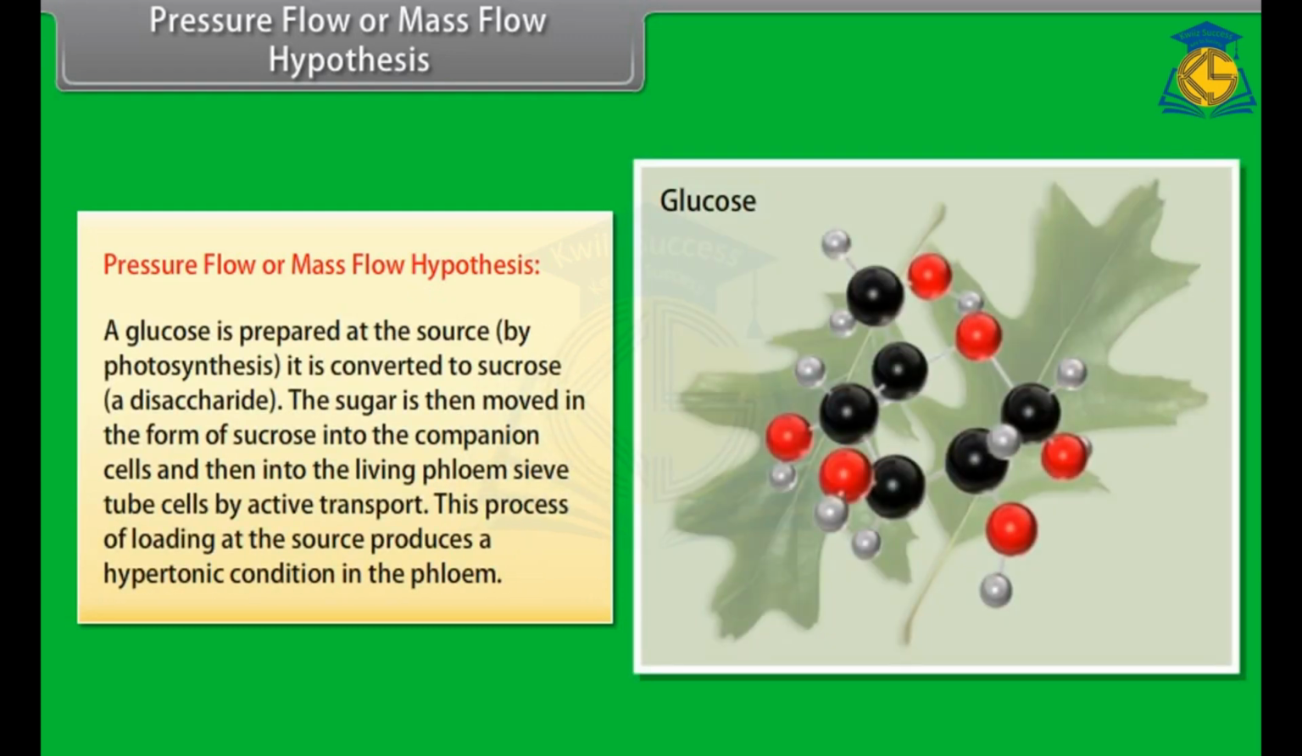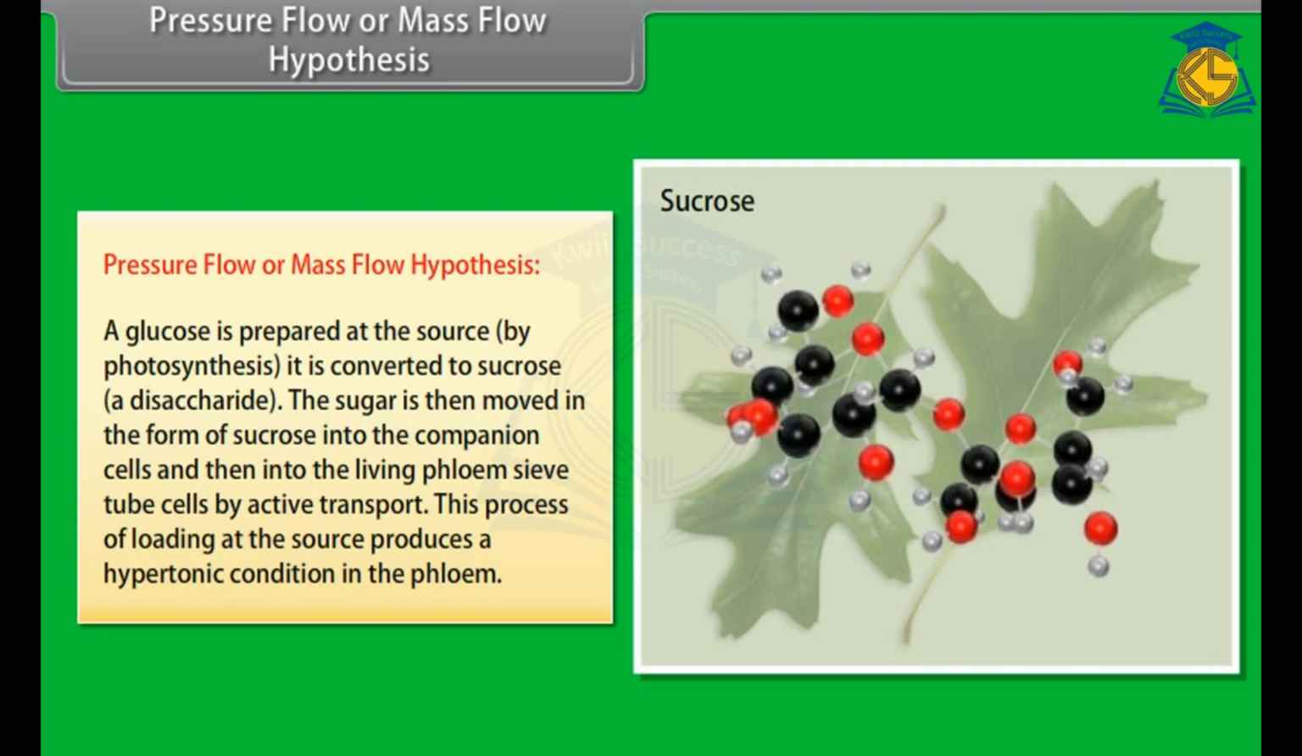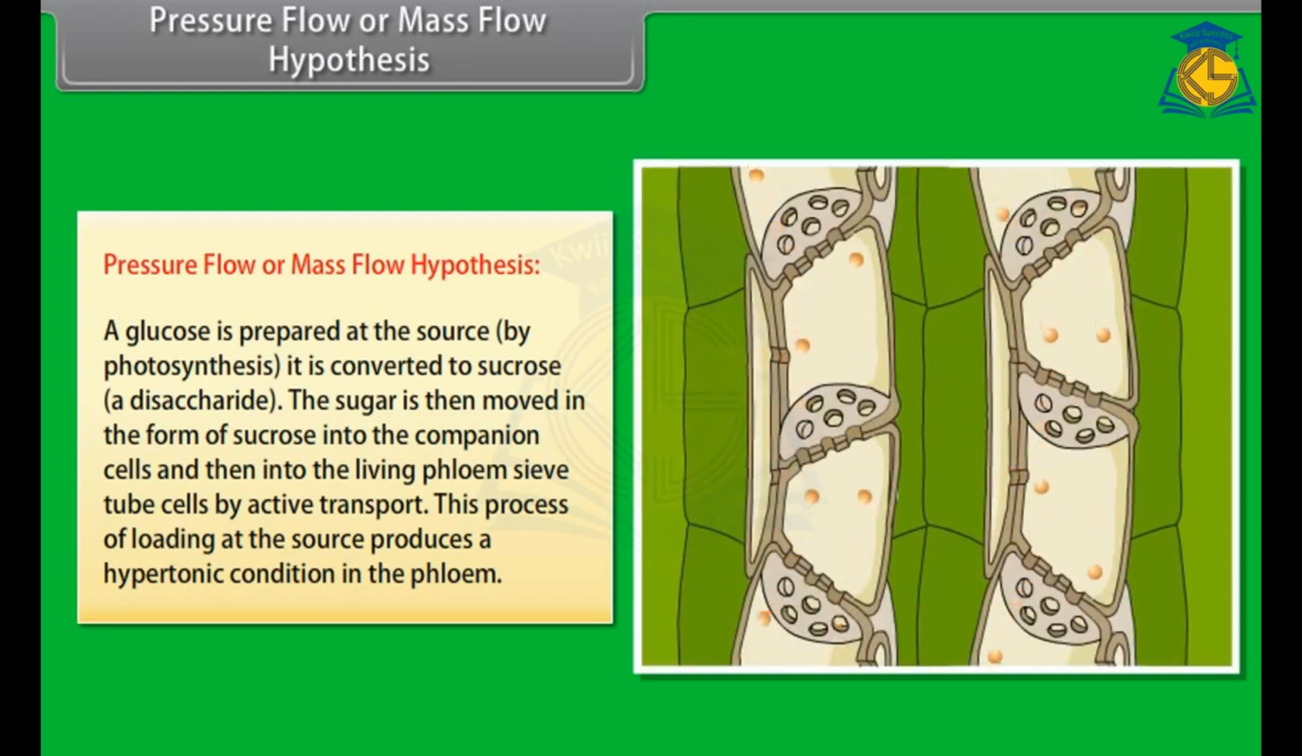Glucose is prepared at the source by photosynthesis. It is converted to sucrose. The sugar is then moved in the form of sucrose into the companion cells and then into the living phloem sieve tube cells by active transport.